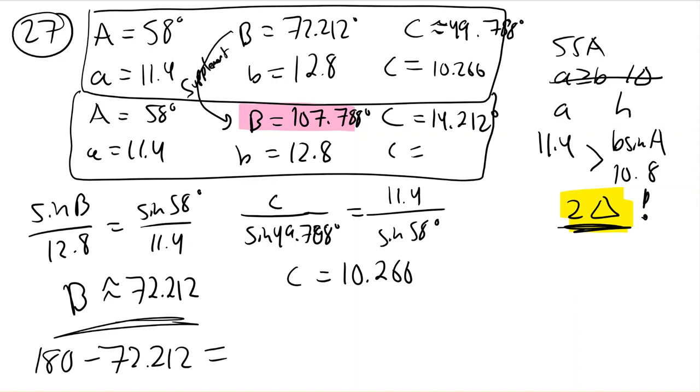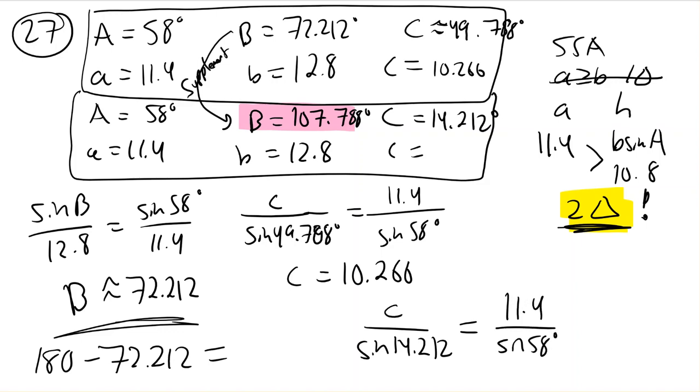Store that as angle C in my calculator. And then law of sines one more time. If I want to know the length of C divided by the sine of angle C, set it equal to A over sine of A or B over sine of B, your choice. I will do A over the sine of A. 11.4 times the sine of C divided by the sine of 58.